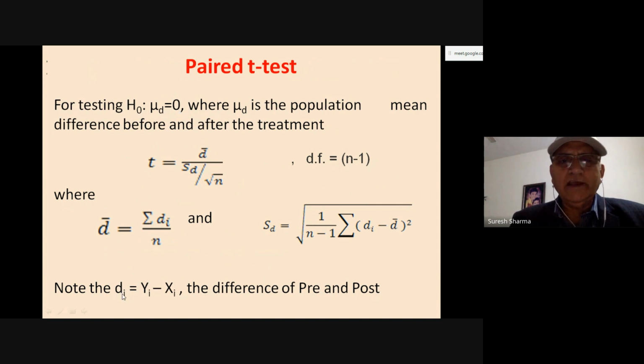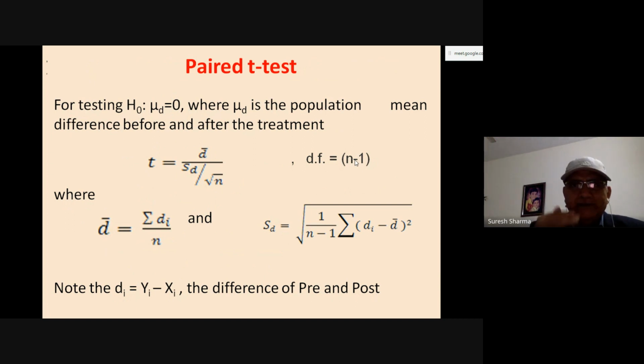And the test statistic will be this. So I'll compute all di values. The first d1 value will be y1 minus x1. Second will be d2, y2 minus x2. y1 and x1 are known to you. y1 is before giving the treatment, x is after giving the treatment. So compute all the differences, d1, d2, dn. Once the values are available, you can compute d bar. You can also compute their SD and then use this formula: mean of the differences divided by SD of the differences over the square root of n, where n is your sample size. Degree of freedom will again be n minus 1. So this is called paired t-test.